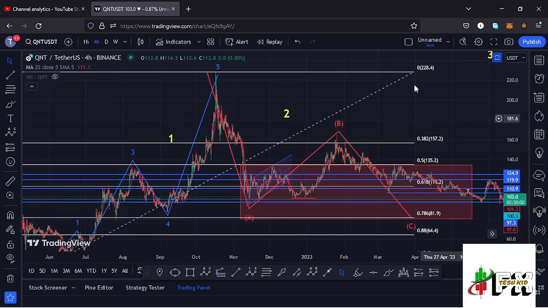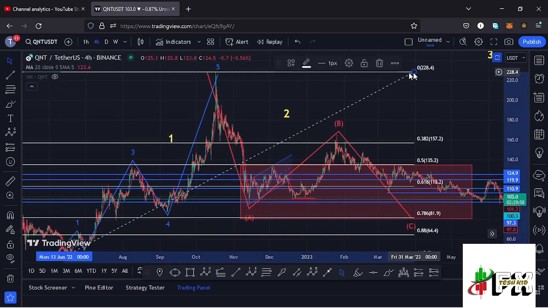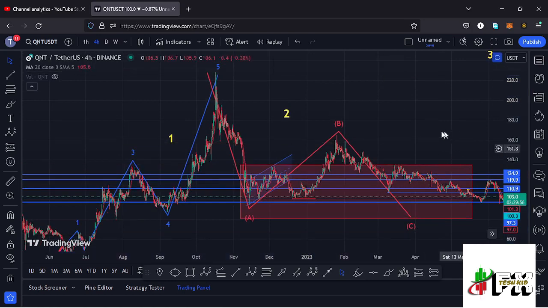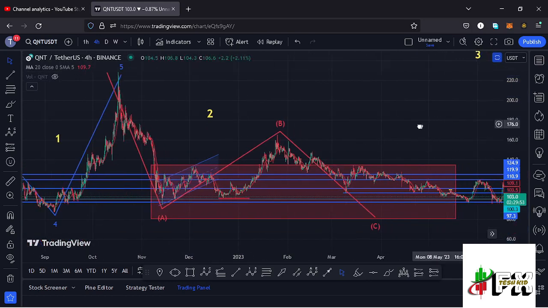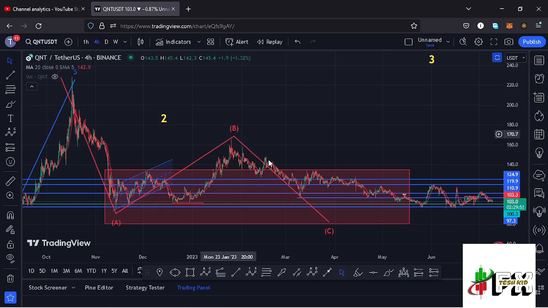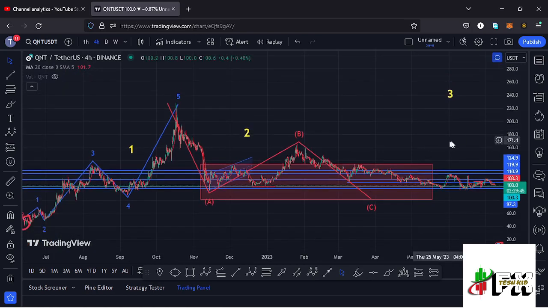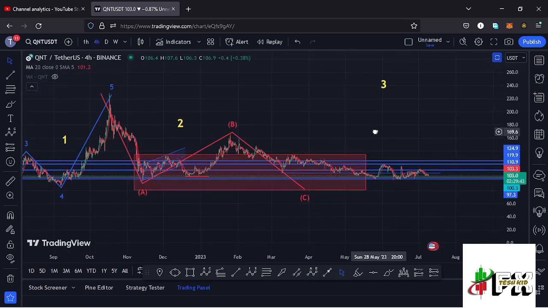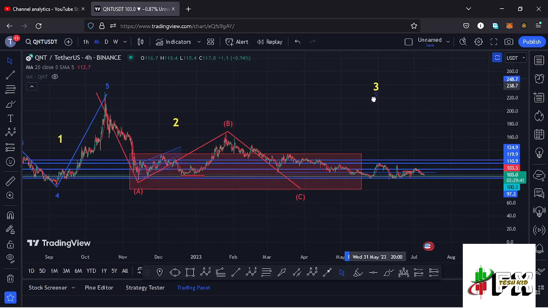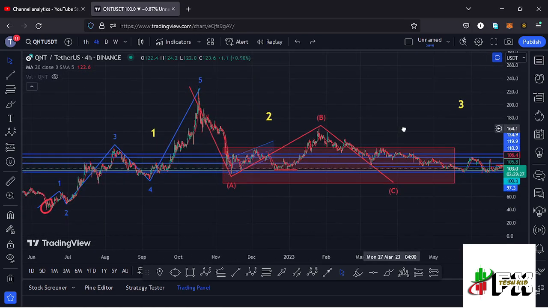And it is within this red target area that I've been expecting to see the low for that second wave. You can see that we have almost fully maximized that target area, and there are high chances that the low for the second wave is now in, and Quant could be ready for that massive pump to the upper side in the formation of this larger Elliott wave count 3.